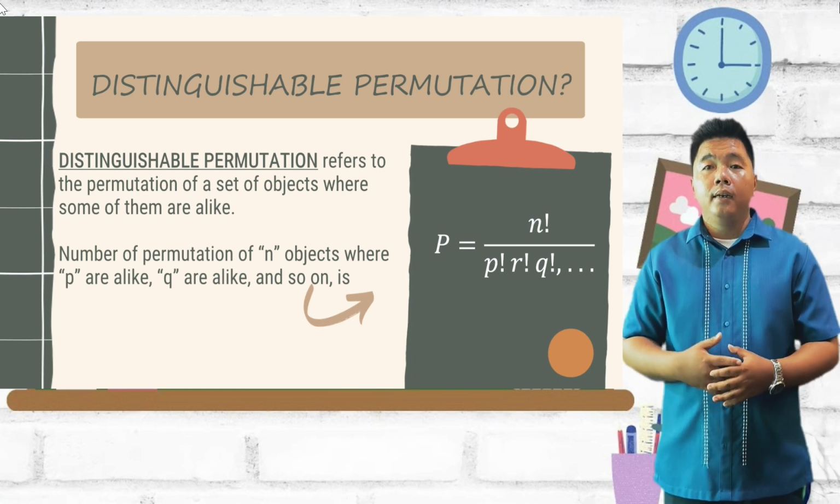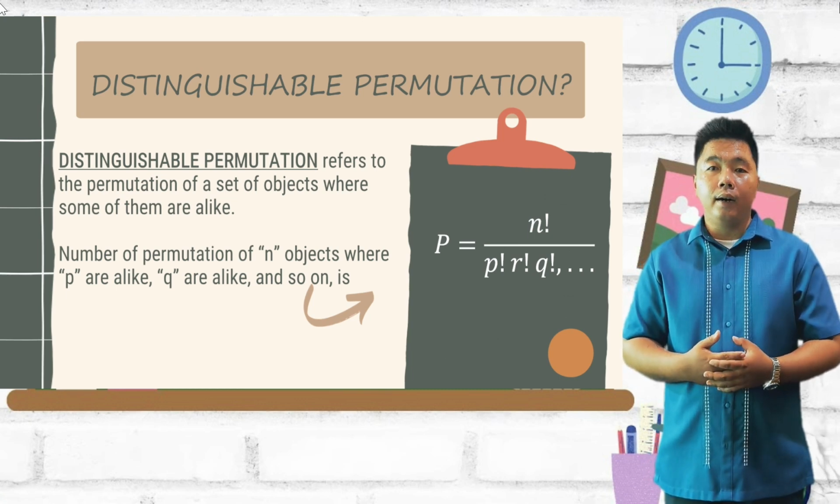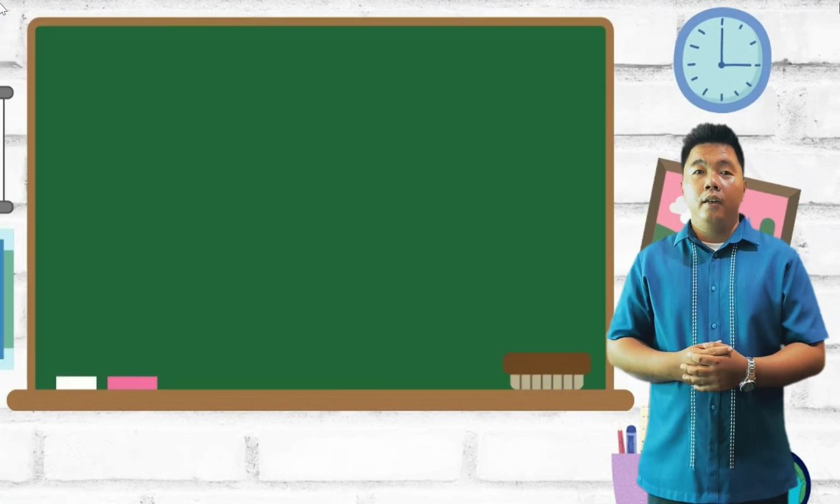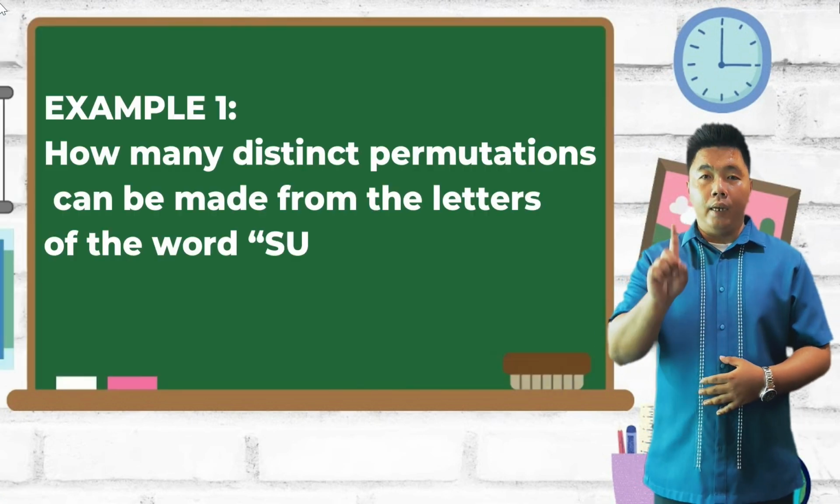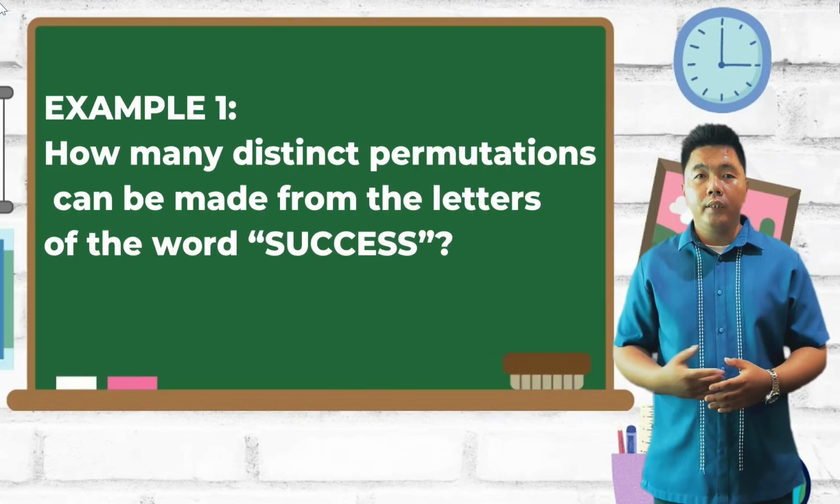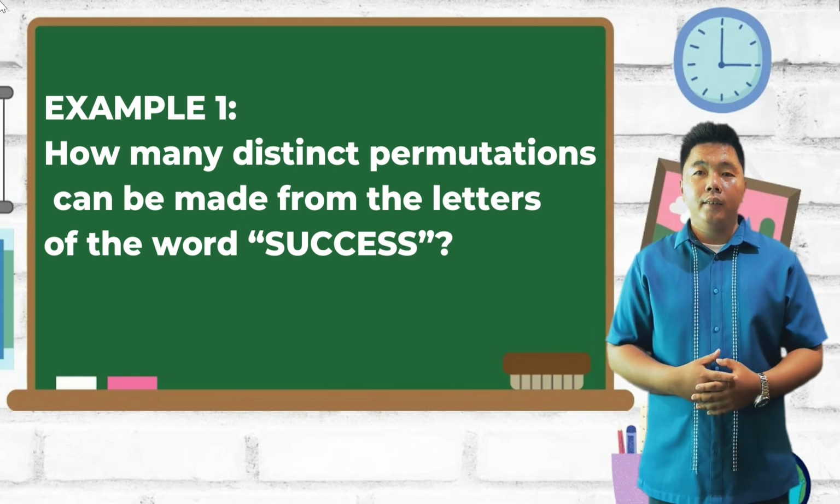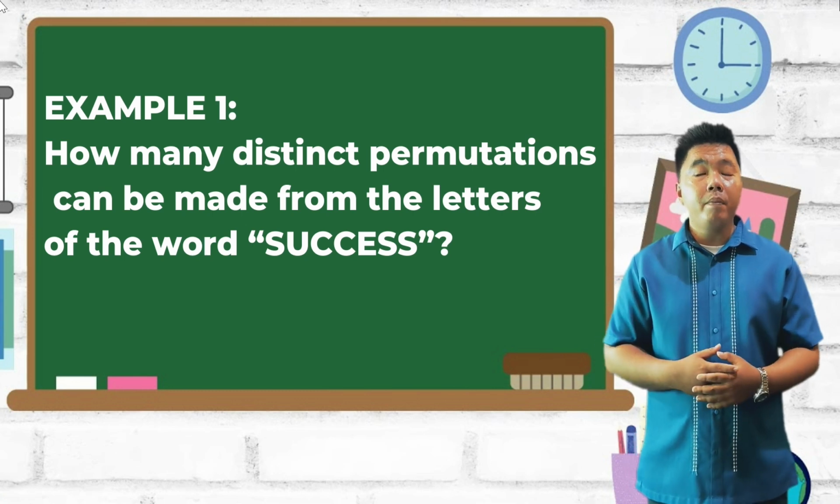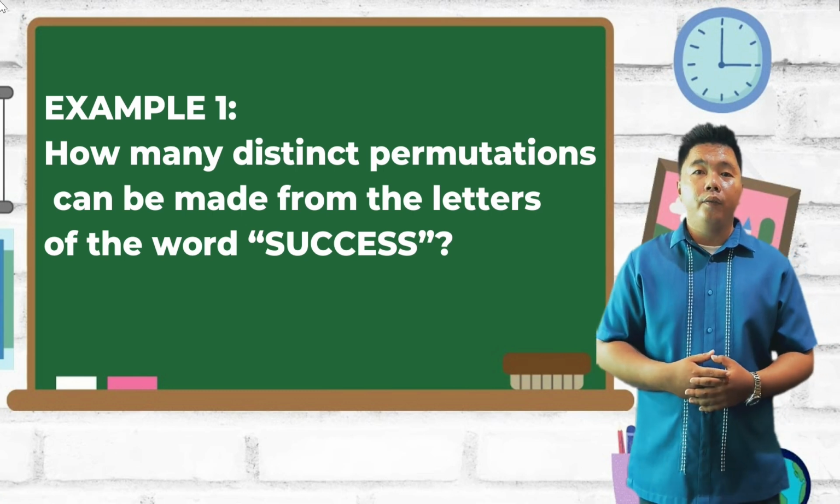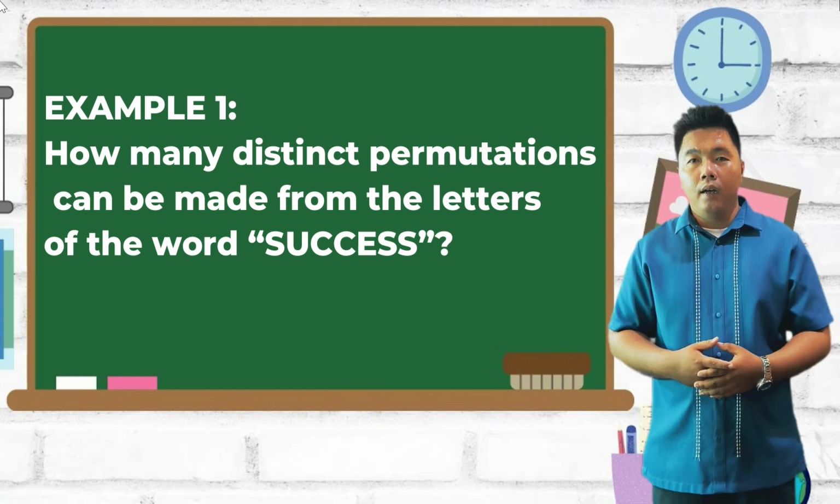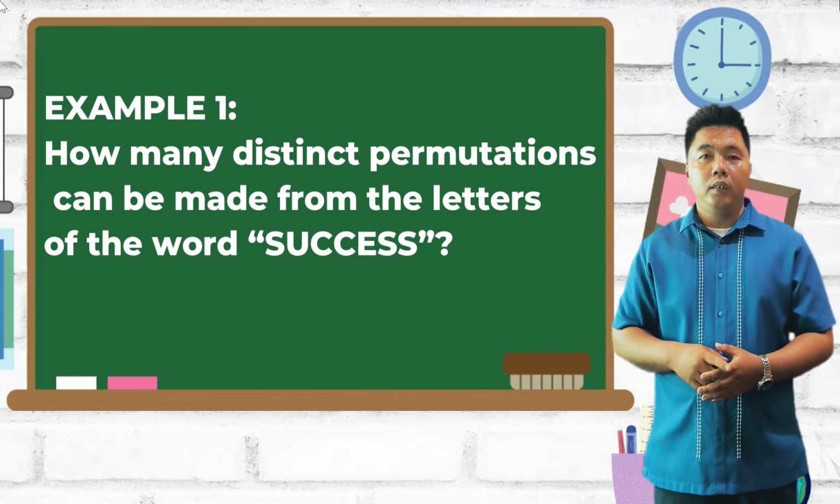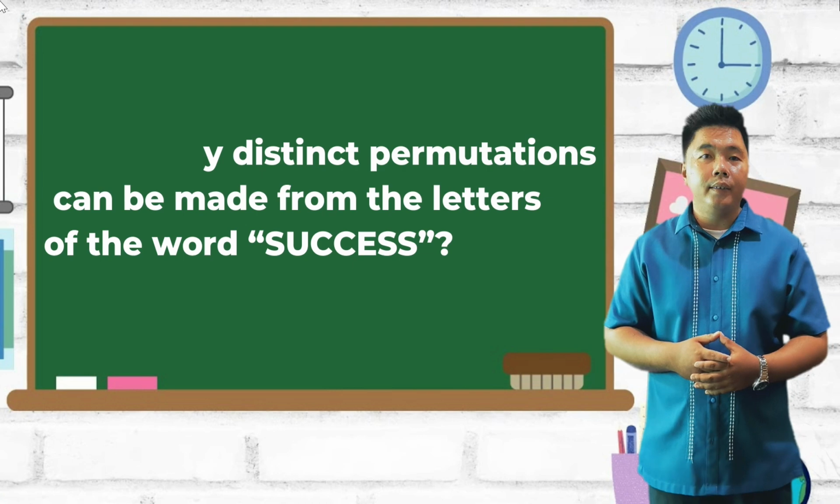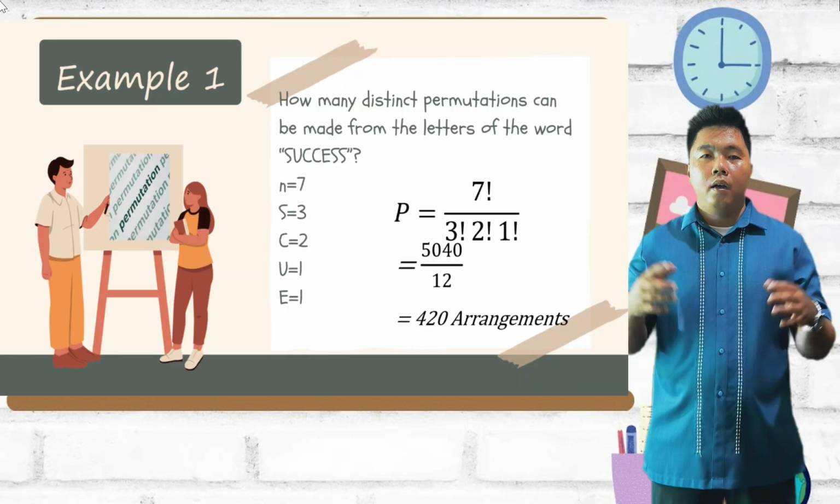So to better understand the formula, let's have some examples. Let's have our example 1. The question: how many distinct permutations can be made from the letters of the word success? Okay, so the first thing to do is to count all the letters of the word success.